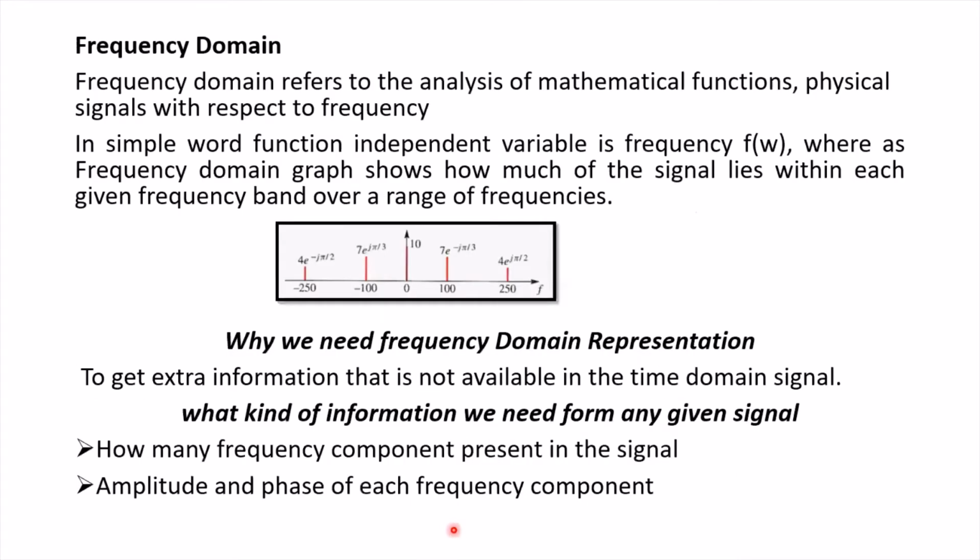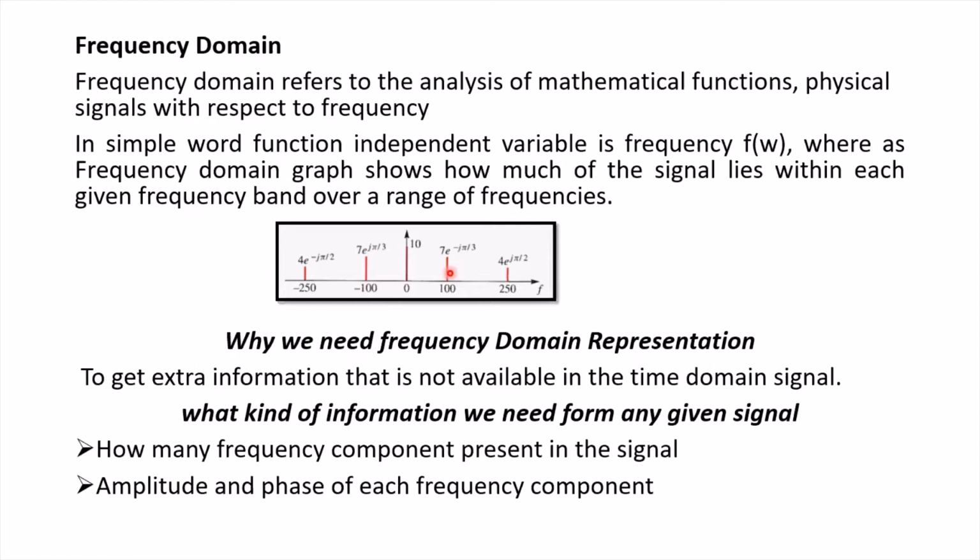So in the time domain signal, we have time on the x-axis and amplitude on the y-axis. And what is frequency domain? The frequency domain refers to the analysis of a mathematical function or physical signal with respect to frequency. In simple words, if the function's independent variable is frequency, then we call it a frequency domain function. The frequency domain graph shows how much of the signal lies within each frequency band over a range of frequencies. Normally we call this representation a spectrum.